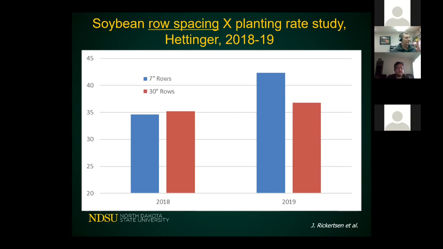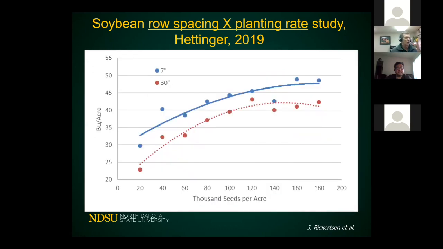So in 2018, average yielding year, there was no influence of row spacing on yield. But the story was different this past season. There was a nice yield response with the narrow rows. So this is Hettinger this past season showing both factors. And so you notice the trends here for the 7-inch rows providing greater yield. And also if you look at both row spacings, there seems to be a leveling out of the yield when we approach 140 to 150 or so thousand seeds per acre.